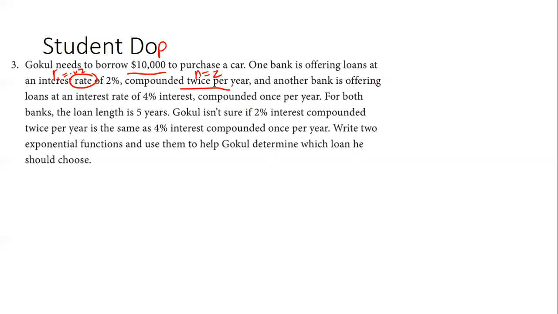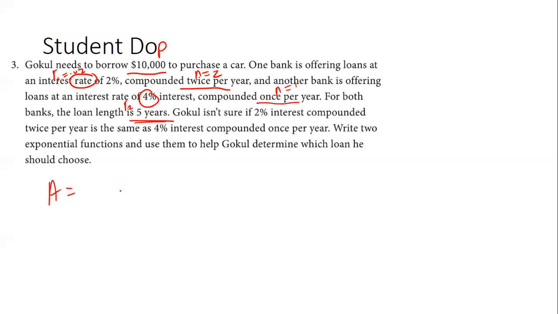And then at another bank, its rate was 0.04, and it was compounded once, so it's N equals 1, right? So I'm going to have my 2 banks. Is it okay if I call them Bank A and Bank B? And his loan is for how long? 5 years. So we're comparing when T equals 5.